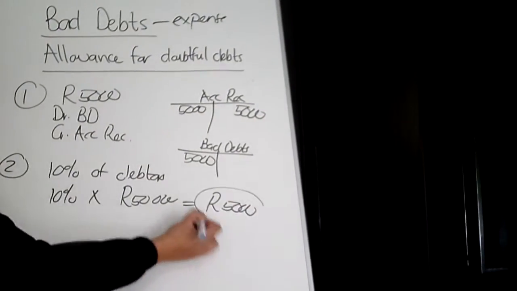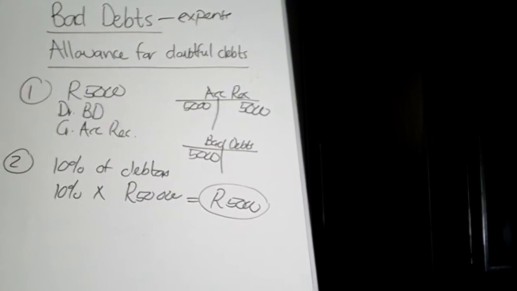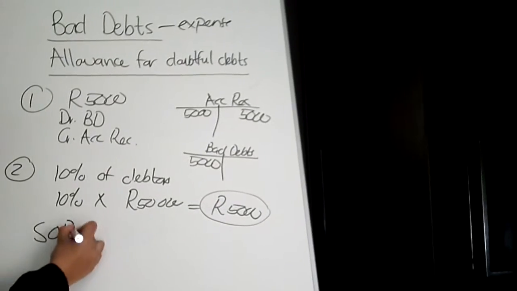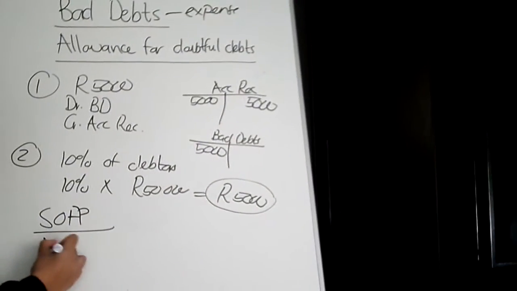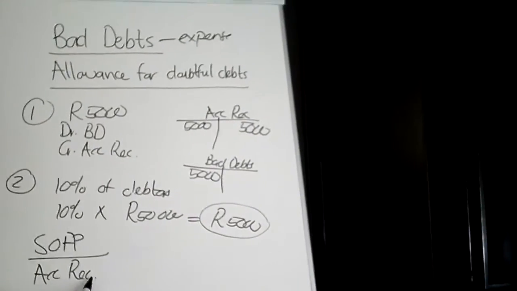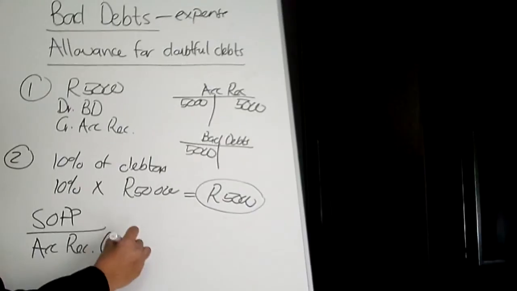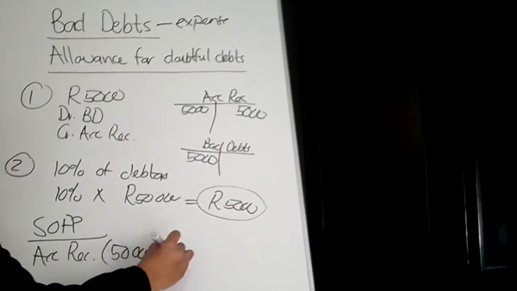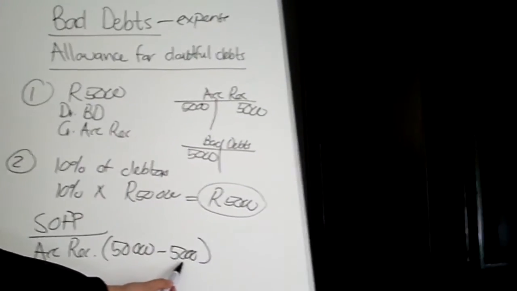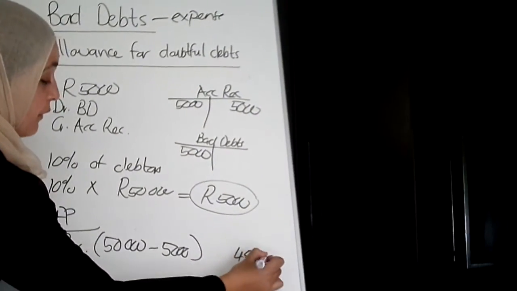So what do we do with that allowance at the end of the year? We put it in the statement of financial position with accounts receivable. So if I could just quickly show you, here's the statement of financial position and here's your accounts receivable. Your accounts receivable balance we said was 50,000, but now we're going to put in brackets 50,000 and subtract 5,000, which is your allowance which you calculated over here. So 50,000 minus 5,000 gives you 45,000.